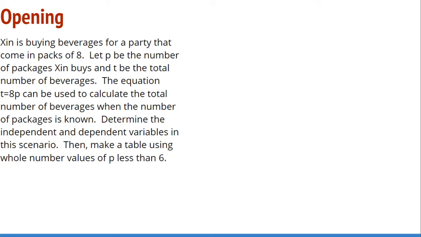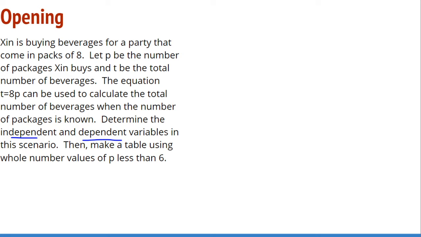Chen is buying beverages for a party that come in packs of 8. Let P be the number of packages Chen buys and T be the total number of beverages. The equation T equals 8P can be used to calculate the total number of beverages when the number of packages is known. So which of these is the independent and which of these is the dependent variable?